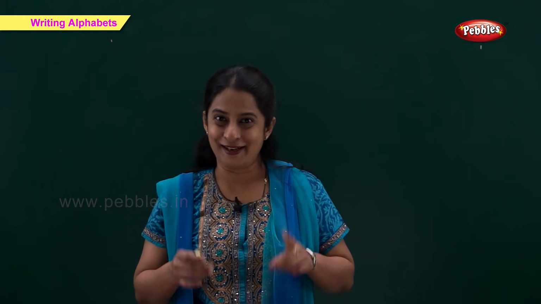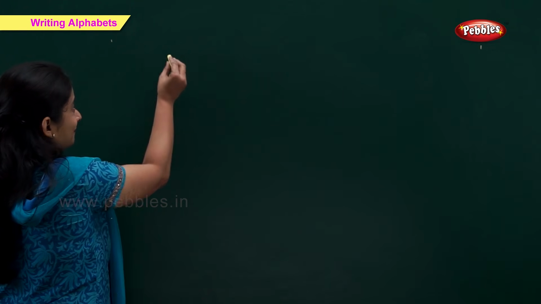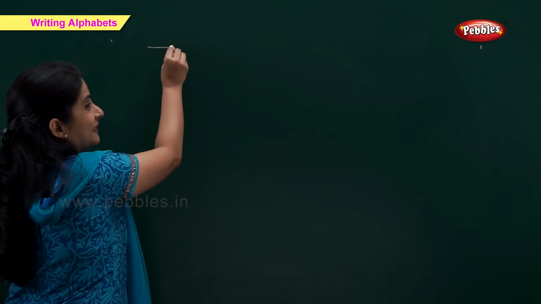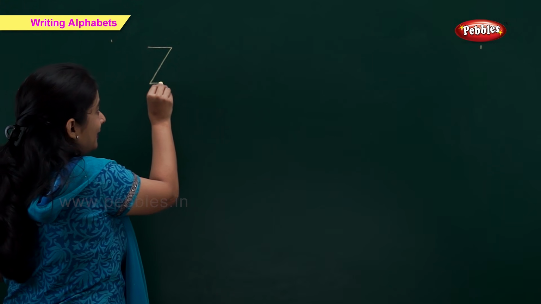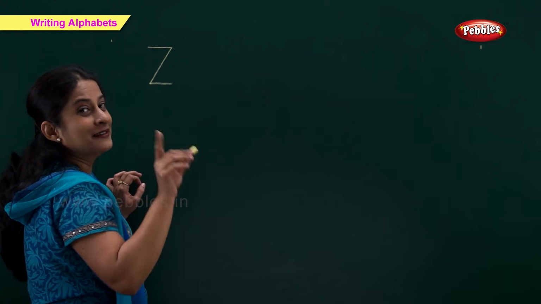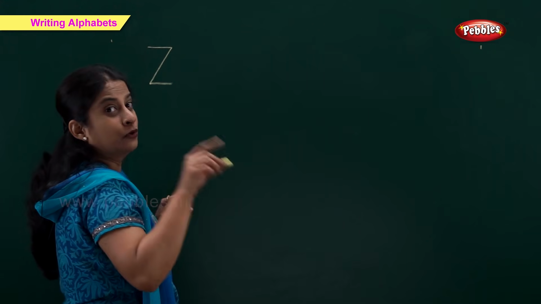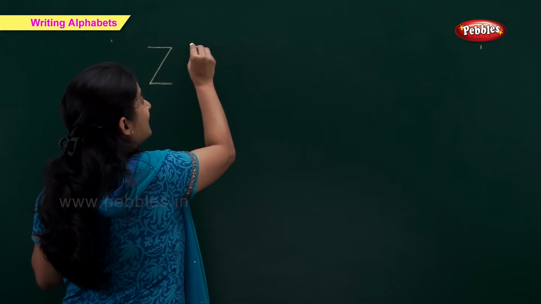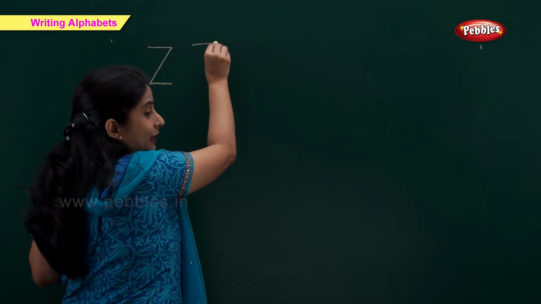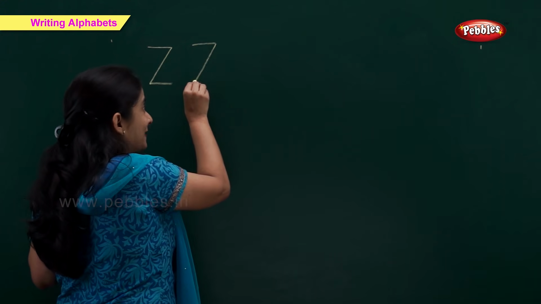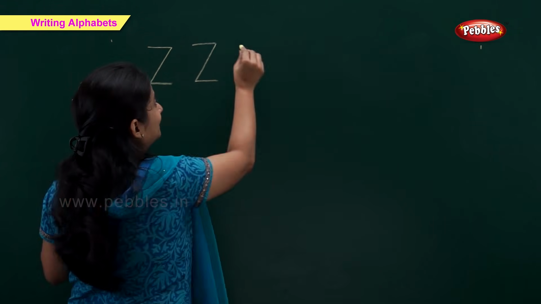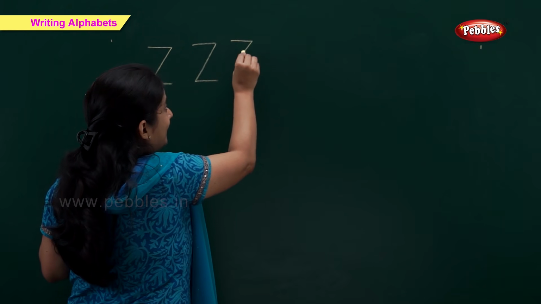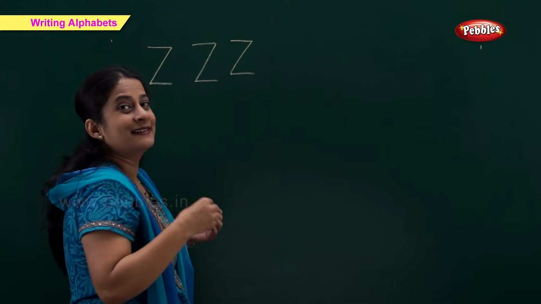And now friends, it's time to write our last letter. Z. Yes, you are right. Z for zebra. A sleeping line, a cross line, and a sleeping line makes Z. Okay, now you tell me. A sleeping line. Okay, now what's next? A cross line. And a sleeping line makes Z.